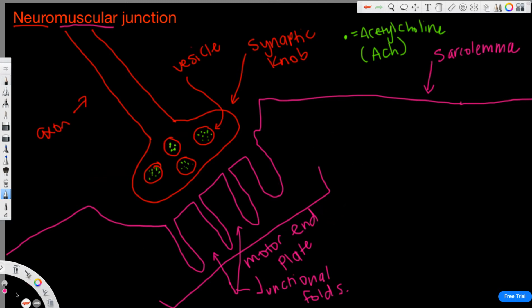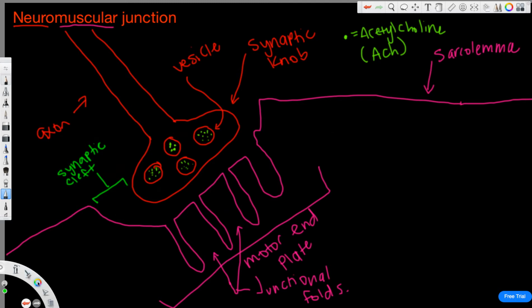So what we're going to need to do is figure out how I can get excitation in the neuron to jump over this gap here to become excitation in the sarcolemma. And let's do some other labeling while we're at it. So this is the synaptic cleft. And I'm emphasizing the synaptic cleft because this cell membrane and this cell membrane are not touching. You need space between the two cells for acetylcholine to diffuse across.